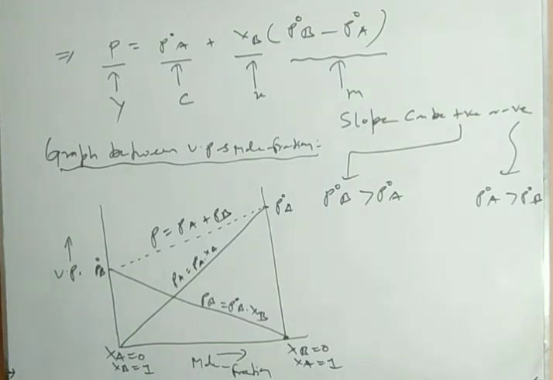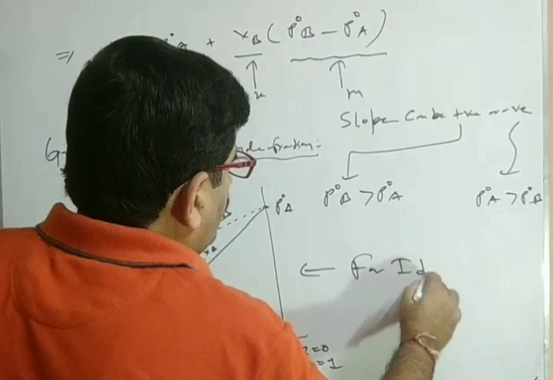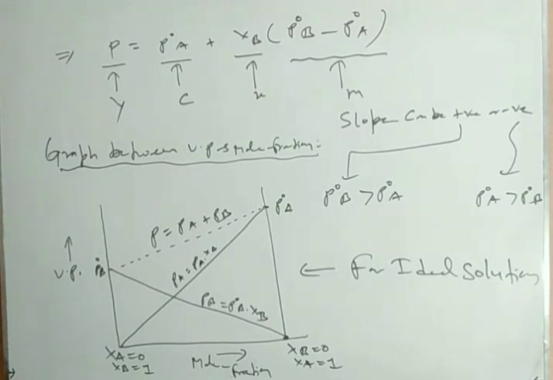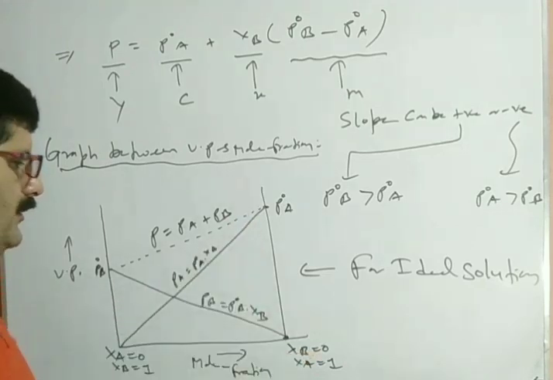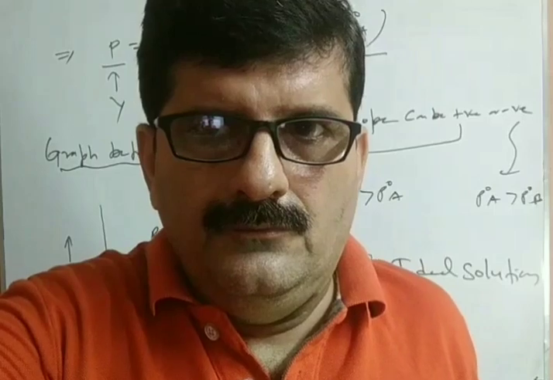So if this type of curve is obtained, our solution becomes what? For an ideal solution. We know that at the x-axis, the y coordinate is considered to be 1 and x is equal to what? 0. Here just opposite, XB is equal to 0 and XA is equal to 1. You have already learned when a solution becomes ideal in nature. Our next revision heading is ideal and non-ideal solutions.